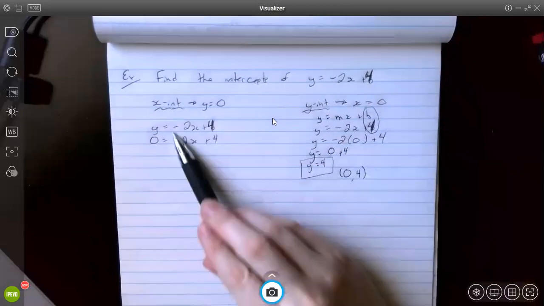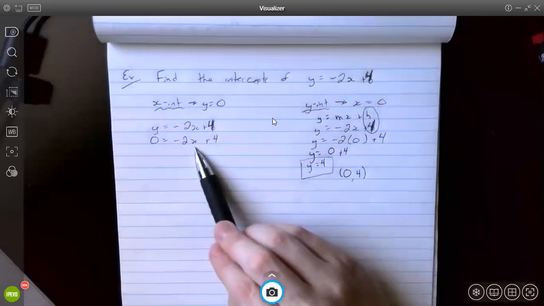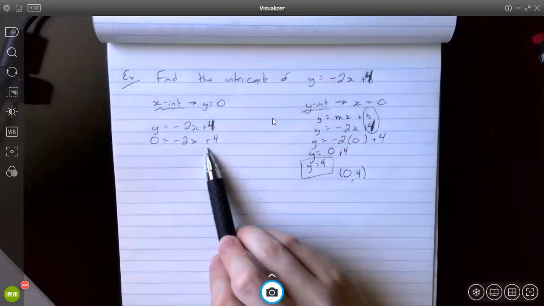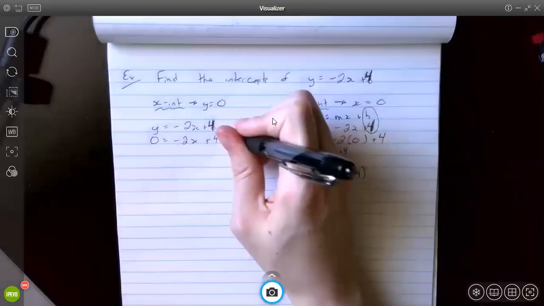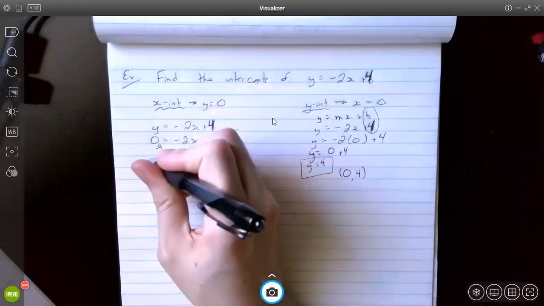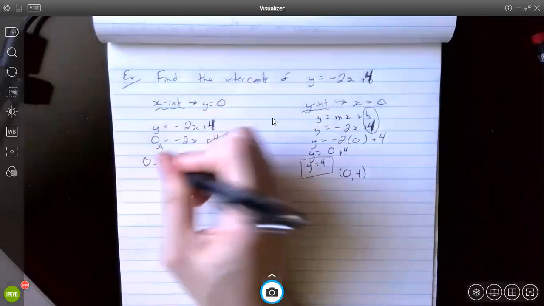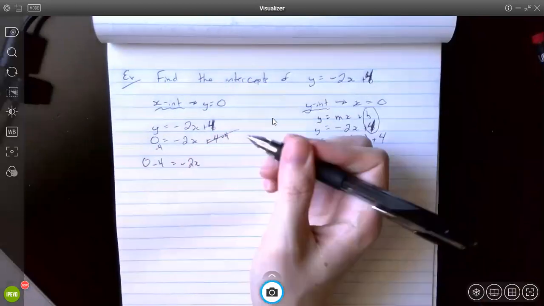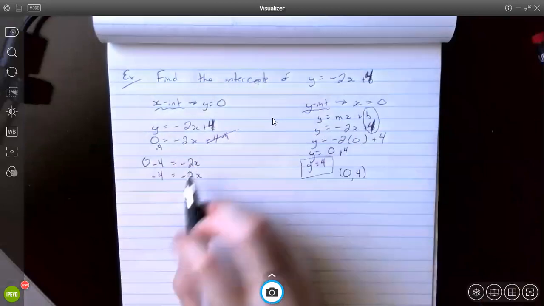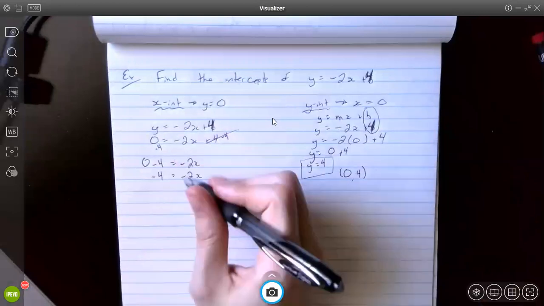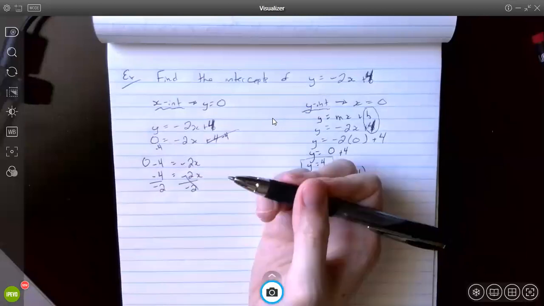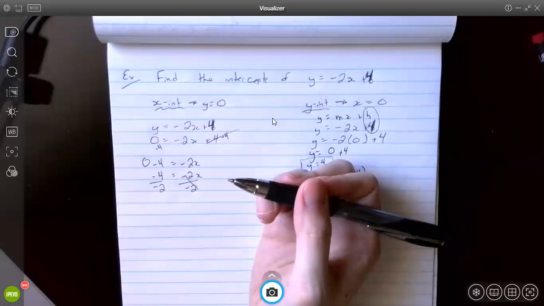The x-intercept is a little bit more complicated. We are going to have to isolate x using opposite operations. So I'm going to move the positive 4 first. Because it is a positive 4, I will subtract 4 to move it. And then what I do to one side, I must do to the other. So I then have 0 minus 4 equals negative 2x. 0 minus 4 is just negative 4, so negative 4 equals negative 2x. And then from here, I can isolate the x by dividing by negative 2. And negative 4 divided by negative 2 is just 2.